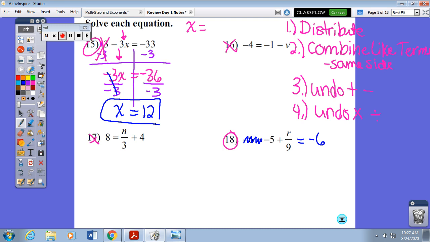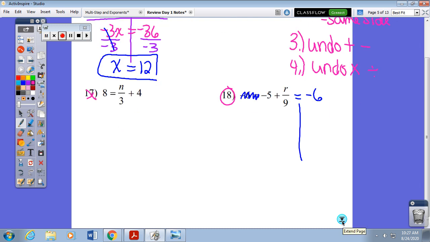Again, your checklist: distribute, no parentheses, good to go there. Combine like terms, no like terms to combine. Let's undo addition and subtraction. There's my line. So we're going to leave him alone. He's last. So we're going to add 5 to both sides.